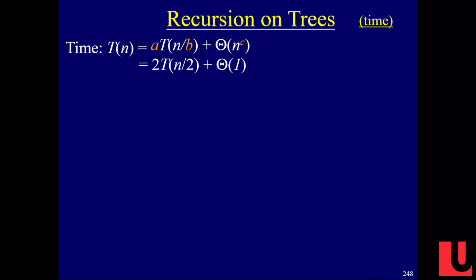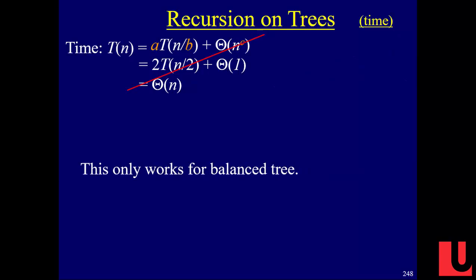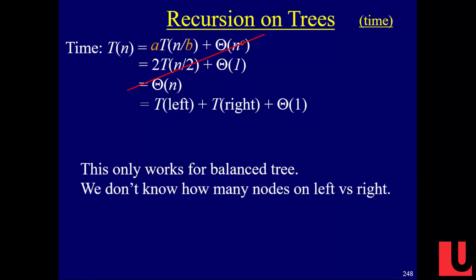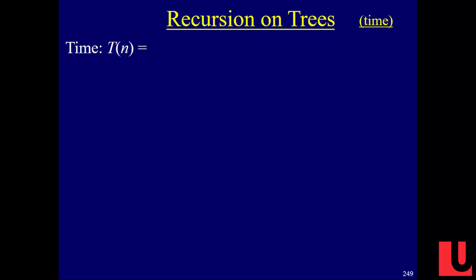So this works great. It's great to say, look at it, it's order the number of nodes, but that's assuming your tree is balanced. So we're going to do some more thinking. Here, what we're really doing is recursing on whatever size the left subtree has and the right subtree has, but we don't know.